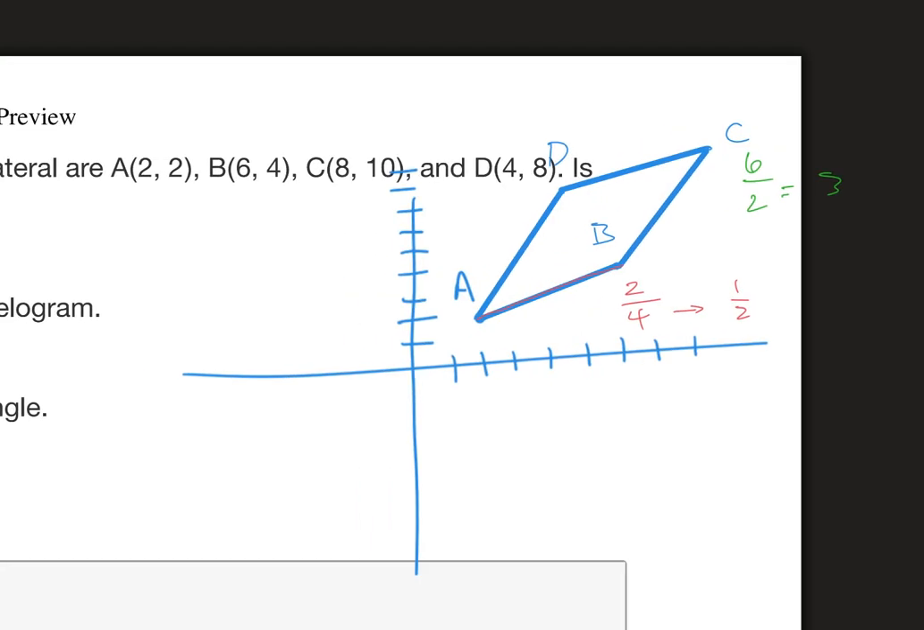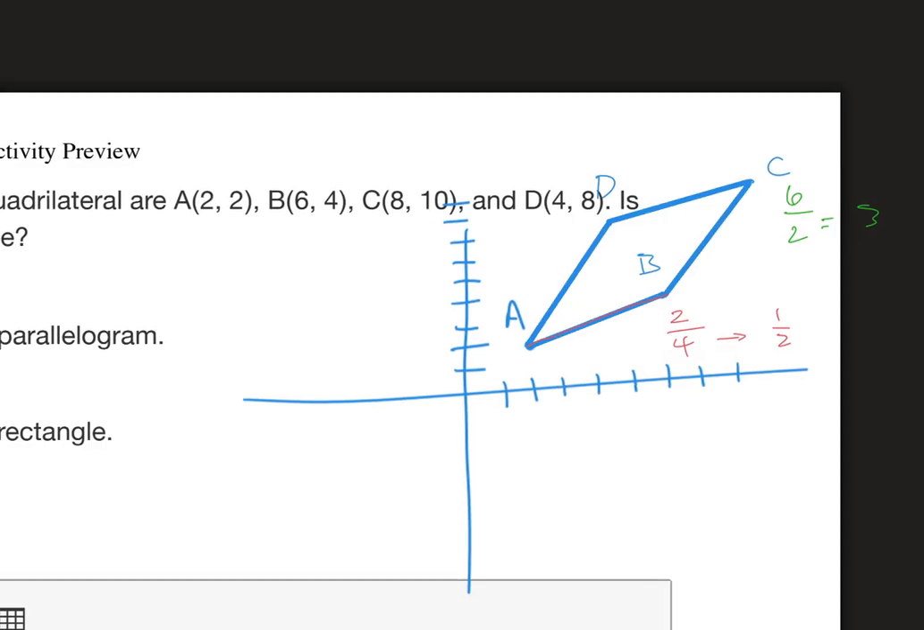So AD is what we're checking. 8 minus 2, that's 6. 4 minus 2, that's 2. 6 over 2, that's also 3. So check it out. This is 3, this is 3. This is starting to look like a parallelogram. Let's check out the last two.